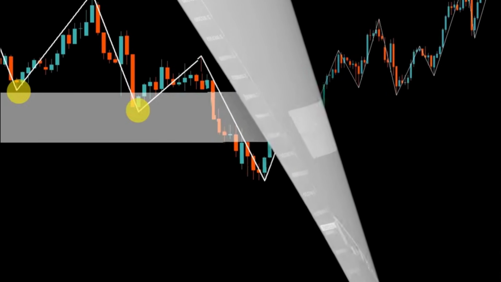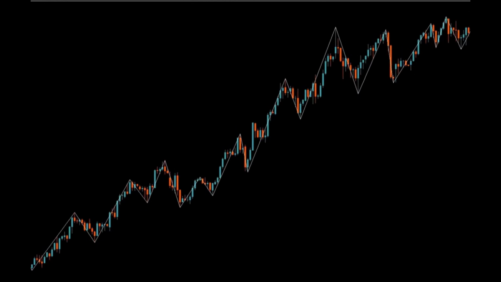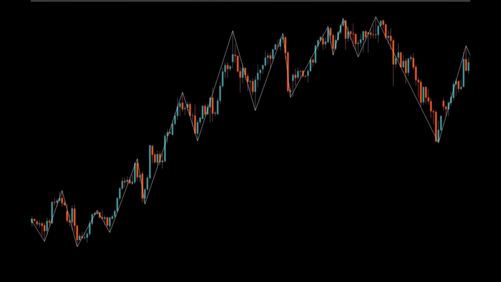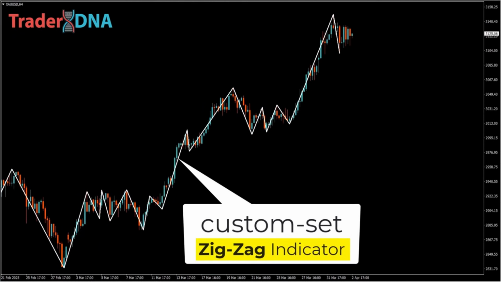The ultimate tool for identifying market structure. To simplify this entire process, I use a custom-set zigzag indicator, which makes spotting market structure shifts super easy. You can see an example of this on the chart right now, and if you need this indicator, I've got you covered.